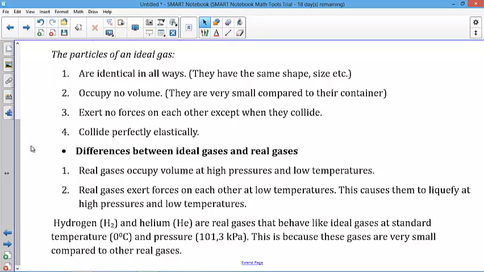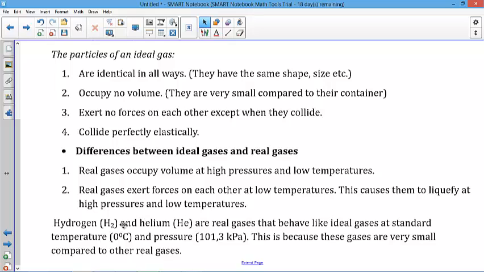Now, we have said that there is no gas that is an ideal gas. In other words, there is no perfect gas. But hydrogen and helium can get very, very close to behaving like an ideal gas. And that will happen at standard temperature, which is 0 degrees Celsius, and pressure, which is 101.3 kilopascals. So around these conditions of temperature and pressure, hydrogen and helium will behave like ideal gases.